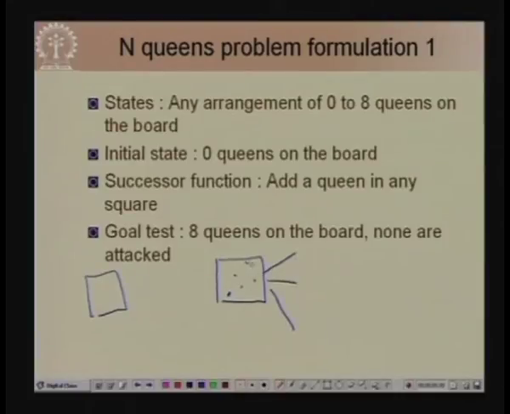Suppose in this configuration we have 5 queens. In the next configuration we can add a queen to the board in any square that is not already occupied. That is, from this board we can have 64 minus 5, 59 possible successor states. The goal test is that 8 queens are on the board and none are attacked.